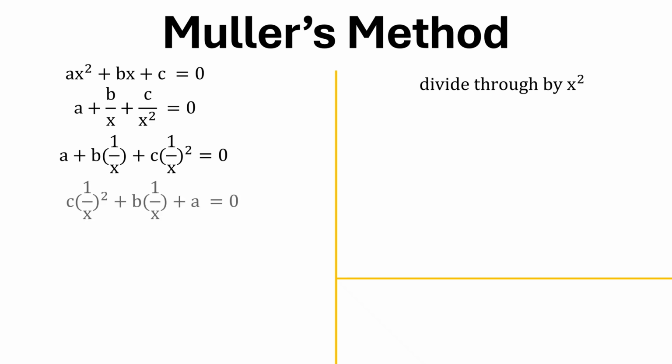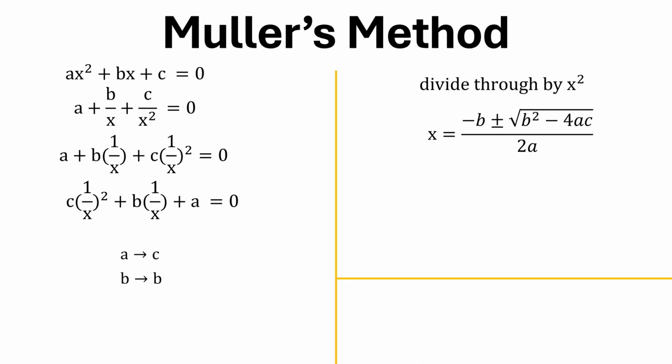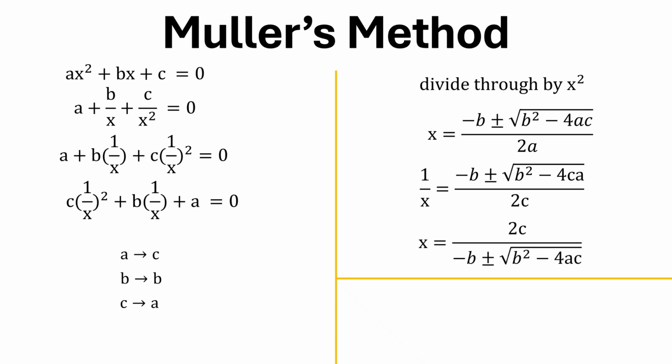Rearrange this to get c times 1 over x squared plus b times 1 over x plus a is equal to 0. Now, let us write the quadratic formula for the original equation. Now our modified equation is in terms of 1 over x. A is now c, b remains b, c is now a. Swapping a and c, we can write the quadratic formula for 1 over x. Inverting this so we get x on the left-hand side, we get the new quadratic formula known as Muller's method.